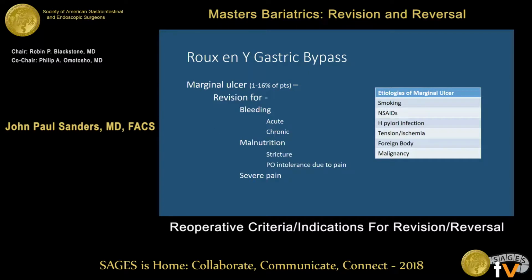So for the marginal ulcer, if you cannot manage and control it with medical management, if the patient has significant bleeding, either acute or chronic, causing anemia, malnutrition either from a stricture causing PO intolerance or simply outright pain causing PO intolerance, or pain in itself, not necessarily leading to malnutrition, that would be an indication to consider revision surgery.